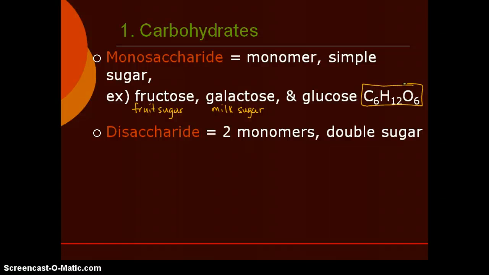Disaccharides are double sugars, so two monomers linked together. An example of that is sucrose or table sugar. If you take in a disaccharide, your body has to put in a little energy to break that apart, whereas a monosaccharide can be immediately used as energy.